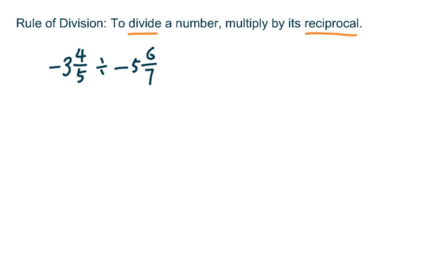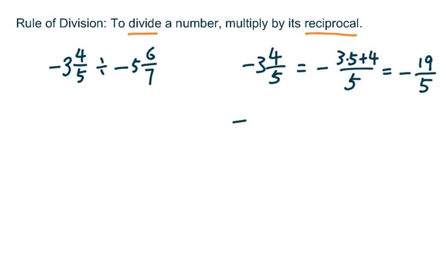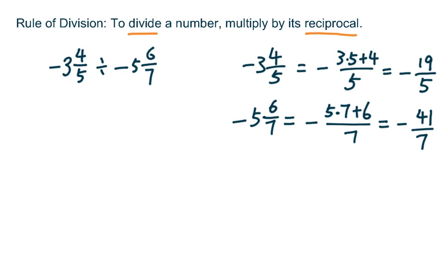Next, we're going to divide negative 3 and 4/5 by negative 5 and 6/7. The trick for this kind of problem is to first convert each mixed number to an improper fraction, and then divide. So we can write it on the side. Negative 3 and 4/5 equals negative (3 times 5 plus 4) over 5. So we have negative 19 over 5. And negative 5 and 6/7 equals negative (5 times 7 plus 6) over 7. So it equals negative 35 plus 6, which is 41 over 7.